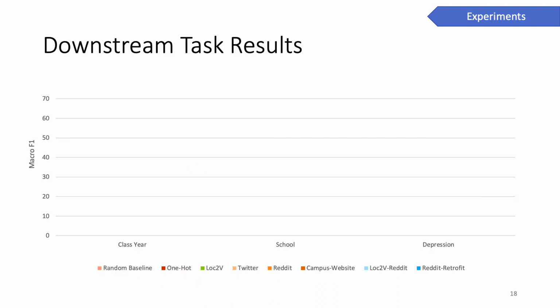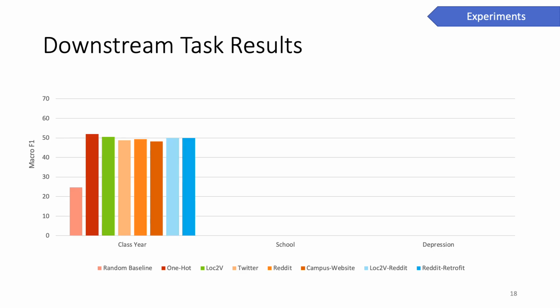For our downstream tasks, we use an SVM. I invite you to look at the paper for details. We aggregate locations using a weighted average based on the time spent in each location to create an instance for each student, and then predict personal attributes. We use two baselines, a random baseline and a one-hot baseline, in which each location is represented by a one-hot vector, with those vectors aggregated to represent each student. The metric we report is macro F1, as some tasks have more than two classes and others, including depression, have a large data imbalance. For class year, we see the strongest performance using one-hot representations.